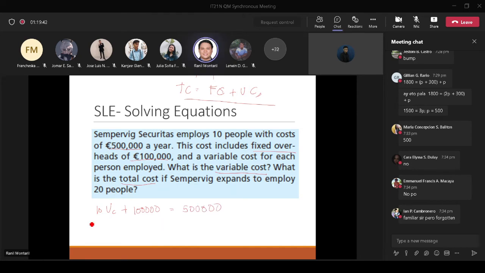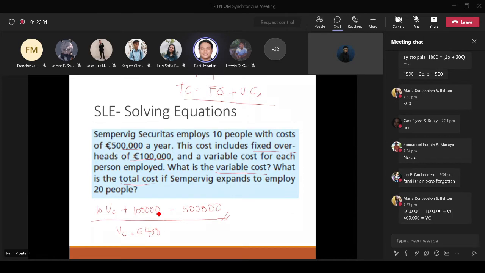So, ito na po yung pinaka equation natin na dinerive natin dito sa isang model na to. Model na yan. Ginagamit na yan. So, here we can find the variable cost which is equal to what? 400. Your variable cost is equal to 400, which is 400 euros kasi per employee. As you can see, just by working on this equation, so 100,000, pag nilipat natin sa kabila, magiging 400,000 to. 400,000 divided by 10 is 40,000. Sorry naman. So 40,000 euro ang individual variable cost natin.